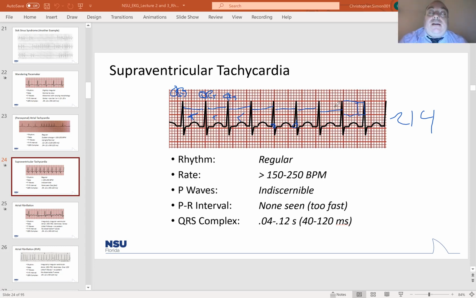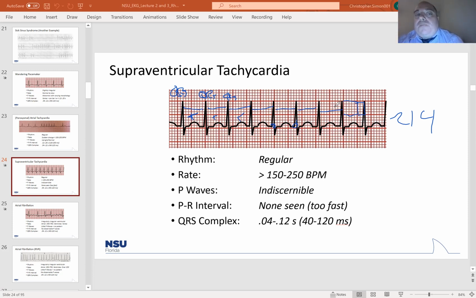Okay. So that's what we got going on in this room. So this goes back to knowing our rhythm criteria and things of that nature. Okay. So we have a rate of 214. We have absent P waves. Okay. We have a narrow QRS and a regular rhythm. So what we're seeing here is something called supraventricular tachycardia. And the P waves are getting buried inside the QRS, so we're not seeing them.